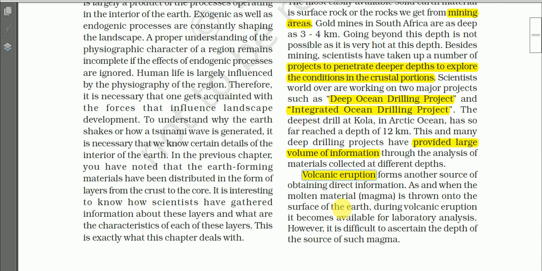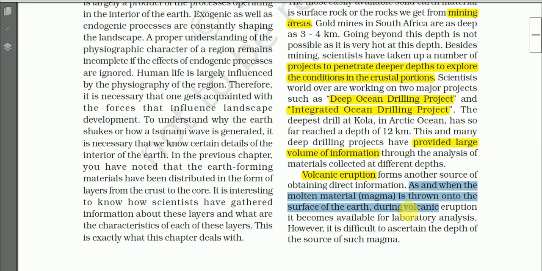So another direct source of information about the Earth's interior is volcanic eruption. Everybody knows about volcanic eruption. We have watched National Geographic channels, YouTube channels, and television also. So volcanic eruption forms another important source of direct information.